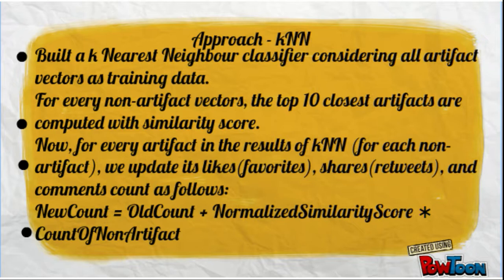As a final step, we have computed the top 10 closest neighbors for each non-artifact and then calculated the respective similarity scores. Now, given a non-artifact, we consider that this non-artifact may be talking about the 10 artifacts that we get as results of KNN. So for every artifact in the results of KNN, we update its likes, shares and comments count as follows, where new count is equal to old count plus normalized similarity score times count of non-artifact. In this formula, the count refers to the like, share, comment count of an artifact, old count refers to the original naive count of the artifacts, and new count is the count for every artifact after adding their respective non-artifact score.